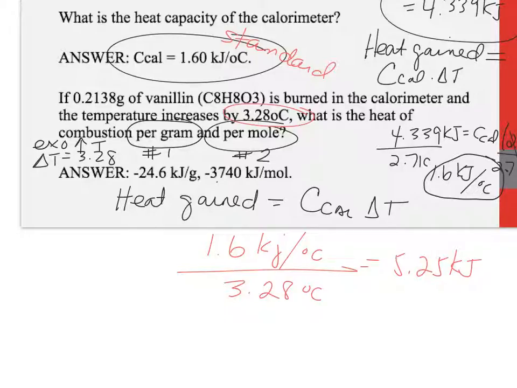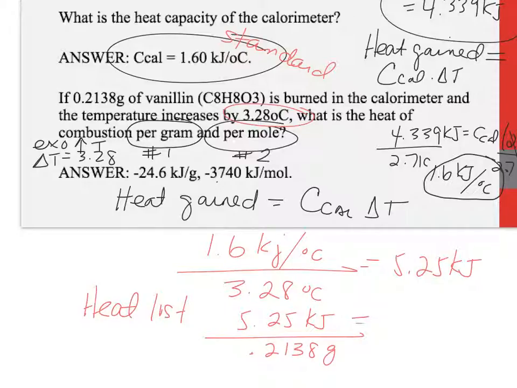We now have to calculate the heat lost, and that's going to be our 5.25 kilojoules, divided by our grams, because they want it in grams, 0.2138 grams, which is going to give us negative 24.56 kilojoules per gram. So that's the first part of the answer, the per gram.